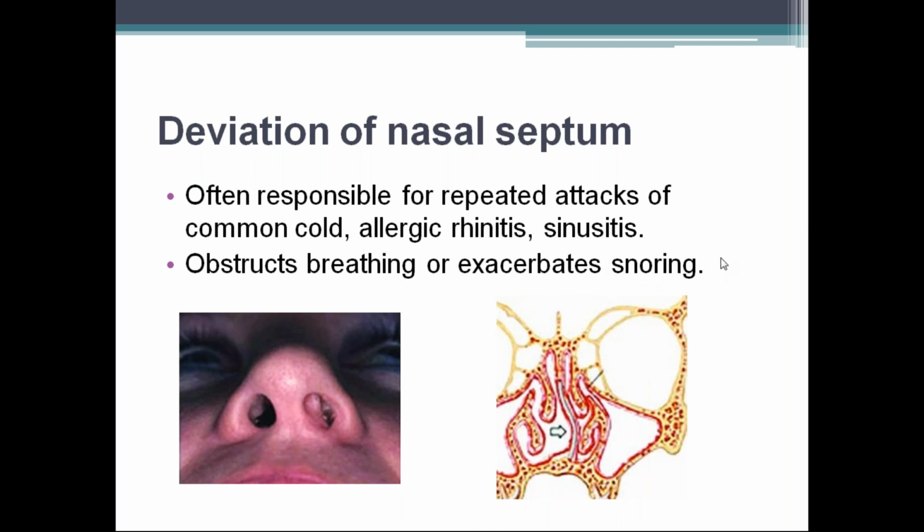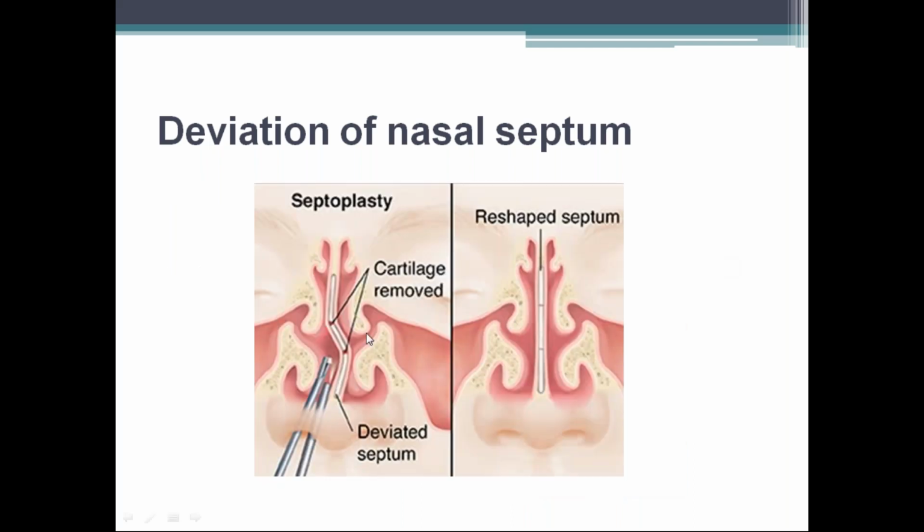Okay, I think most of you will have, even I am also having the deviation of nasal septum. You can see the deviation of nasal septum, if it obstructs the breath and if it disturbs much means we can correct this. So the deviated part of the cartilage will be removed and it is reshaped and we can keep it straight. So this is one corrective surgery for deviation of nasal septum.